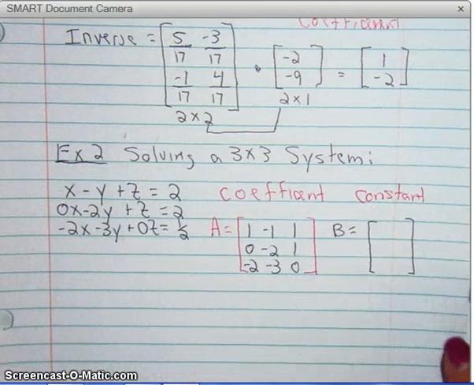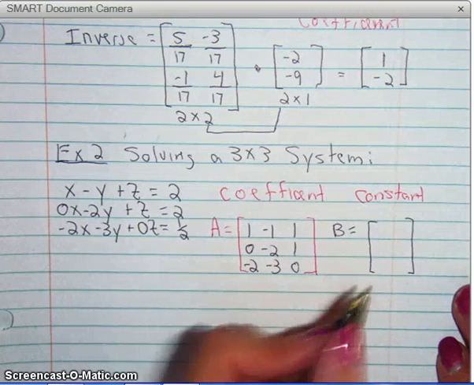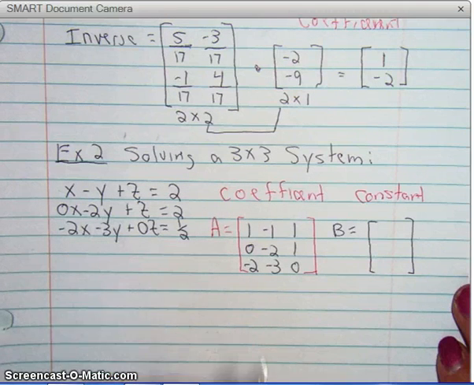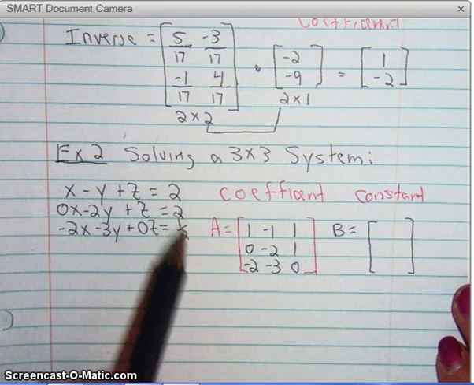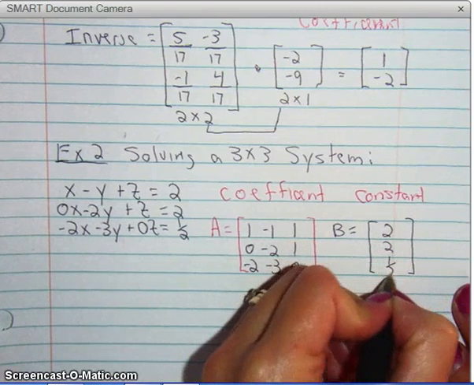Then I need your constant matrix. Okay. Sierra, what goes in the constant matrix? So just these constants. 2, 2, and a half. Yes.